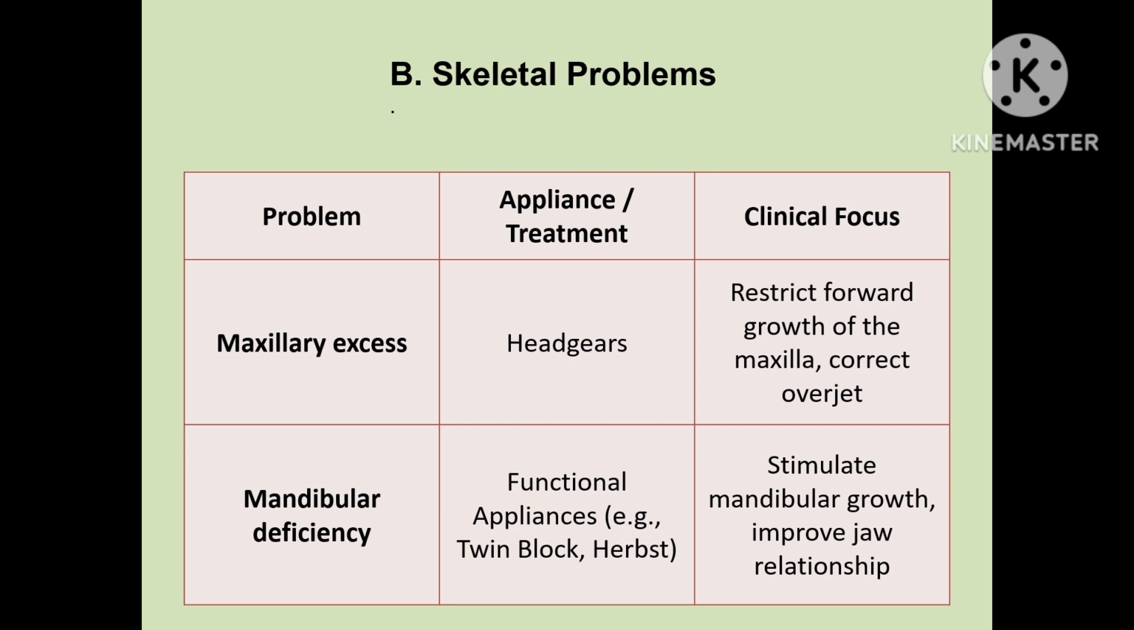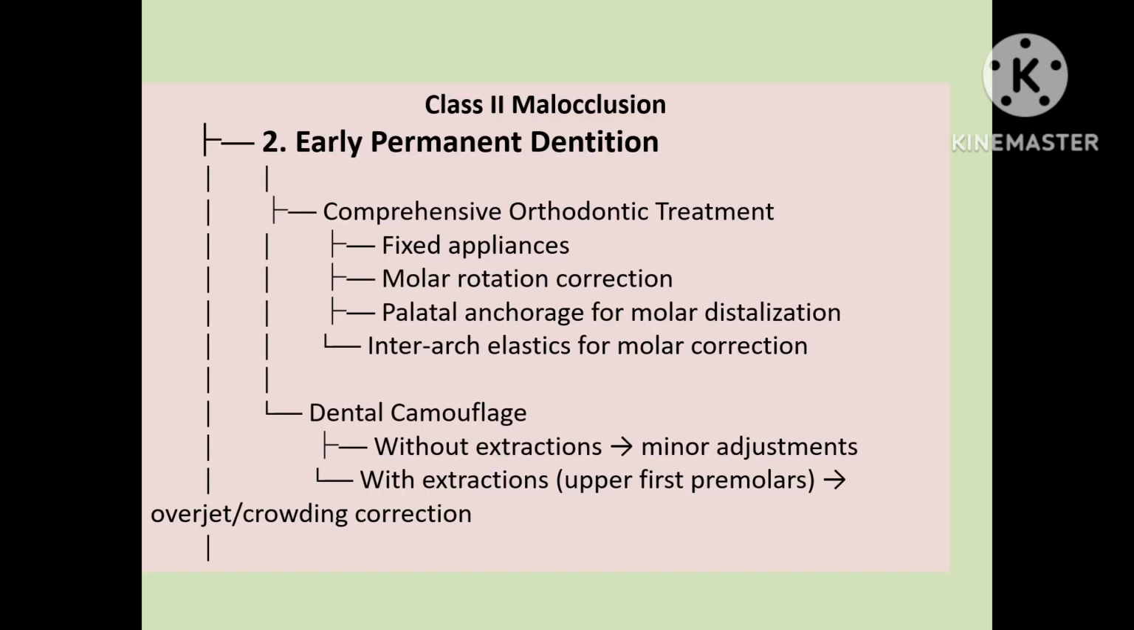In class 2 division 2, retroclined incisors and deep bite are corrected first with proclination and bite opening appliances. In the early permanent dentition, treatment becomes more comprehensive with fixed appliances, interarch elastics, and sometimes selective extraction for moderate skeletal discrepancies, crowding, or aesthetic concerns.